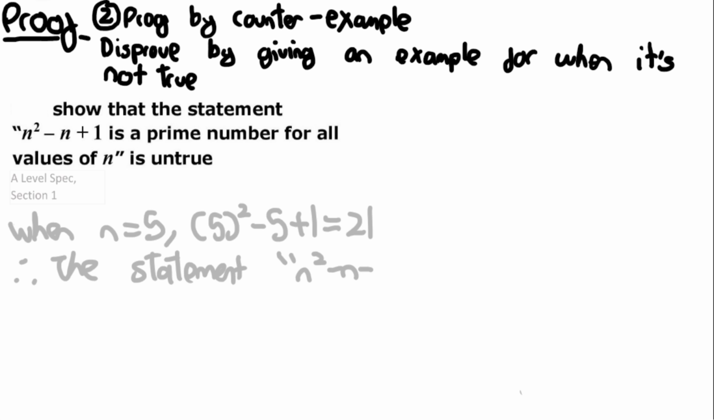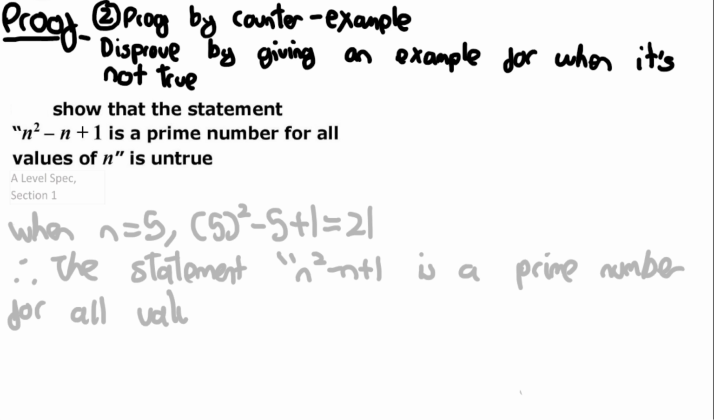n squared minus n plus 1 is a prime number for all values of n is untrue. And that is the full proof, and that will give you the marks. Usually these questions won't be worth a lot of marks, so they'll probably be worth 2 marks or something like that.